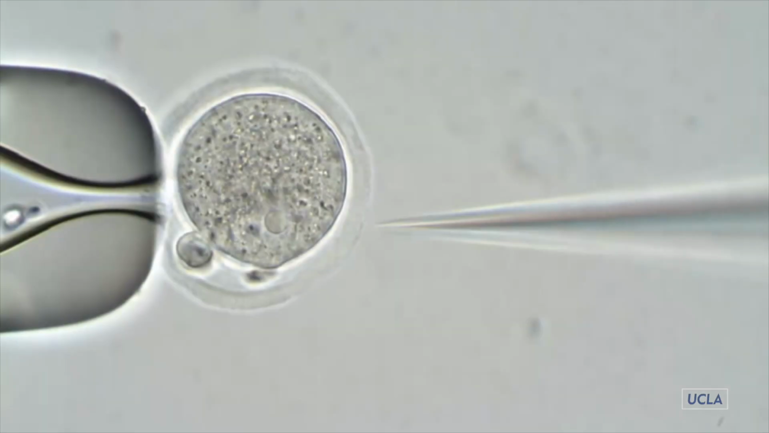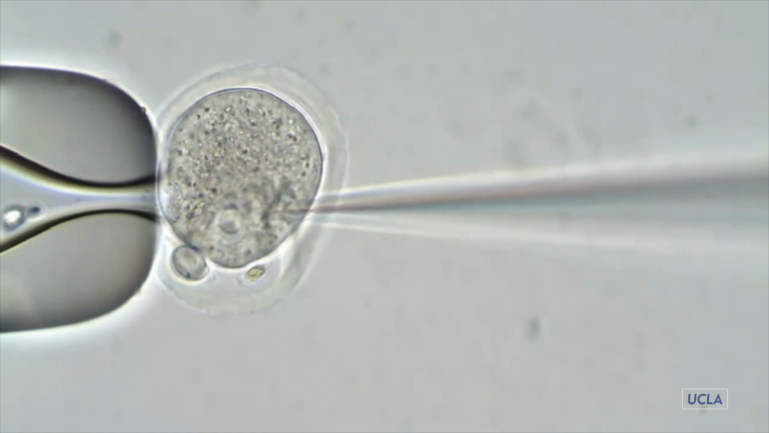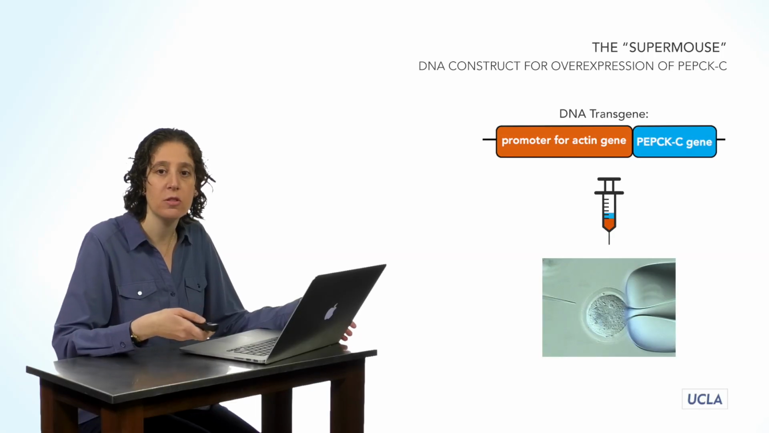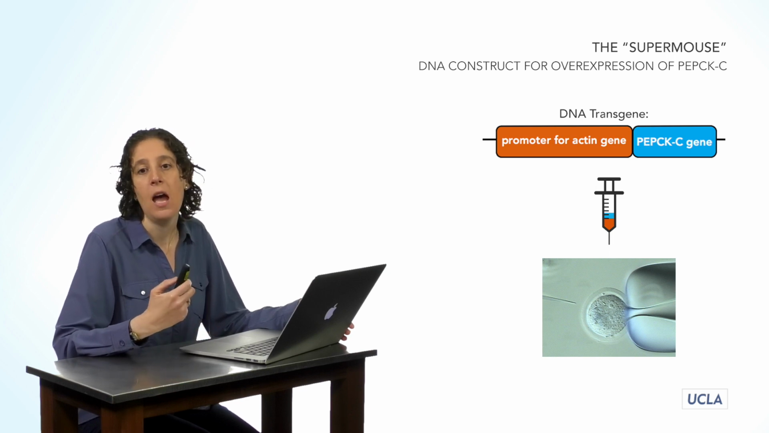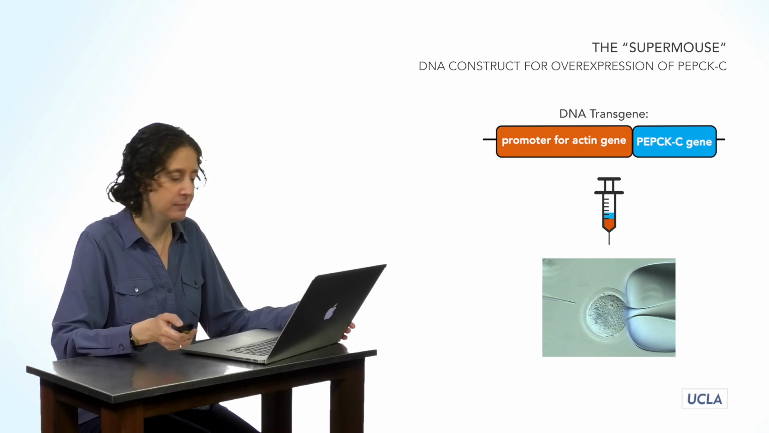So how do you actually go about making the transgenic mouse? First, you inject the DNA transgene that you made into a fertilized ovum. In this case, as I mentioned, the transgene has the actin promoter driving expression of the PEP-CKC gene. And at some frequency, the transgene will integrate into one of the mouse's chromosomes, although you don't know ahead of time where the transgene will integrate.